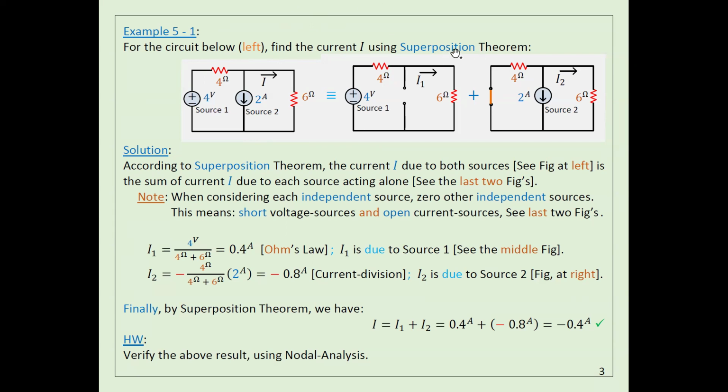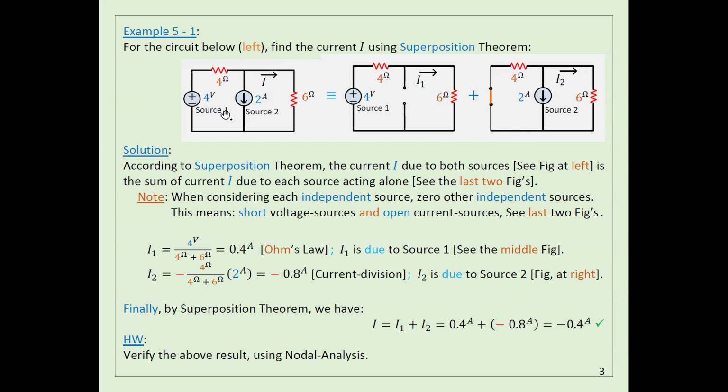Superposition is telling me to look at the circuit here. I have two sources, so it's difficult to find I when I have two sources. So now I'm going to make two circuits. In the first circuit, I will keep one source and cancel the other source. When I cancel a current source, I make an open circuit. Then I calculate the current here, the impact of this source on the current.